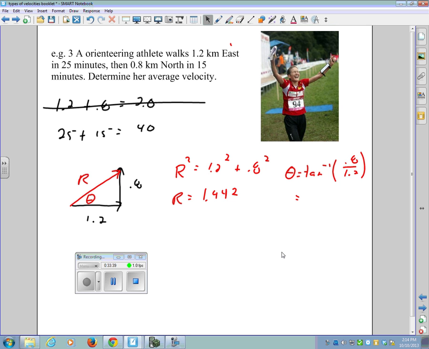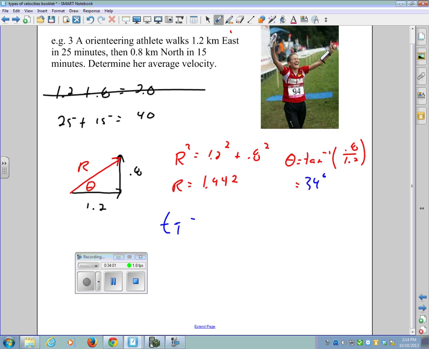What was my answer again? 34? 33 point something. 34 degrees. Okay. Now, what else do I have to do? Now, can I go 25 plus 15? Like, do I need to do r squared equals 25 squared plus 15 squared? Why not? It's just time. It's not a vector, exactly. Not a vector.